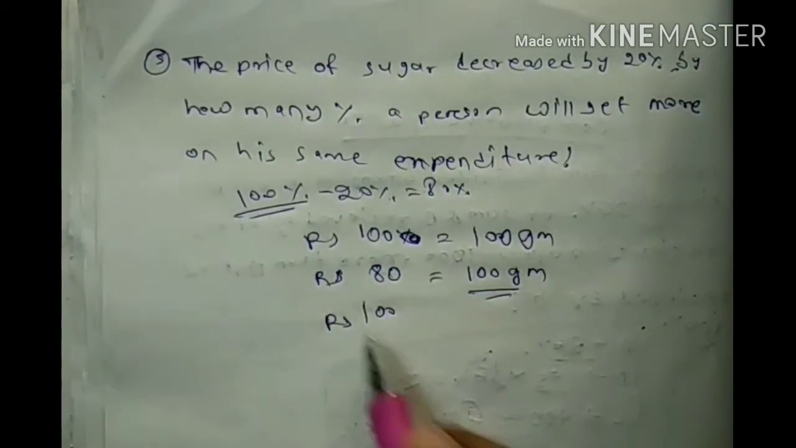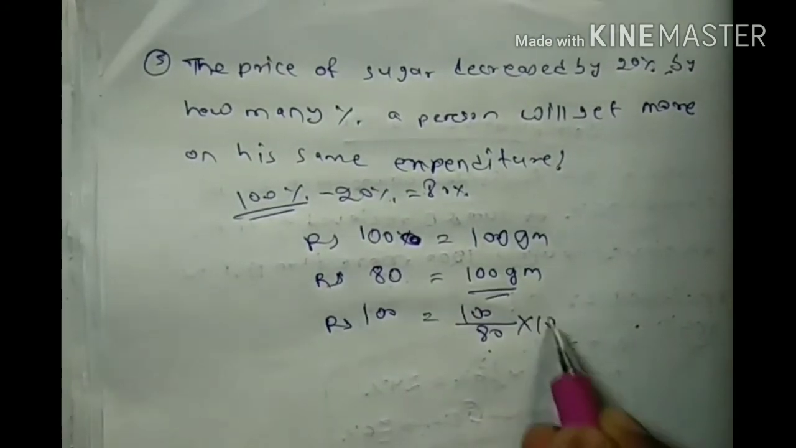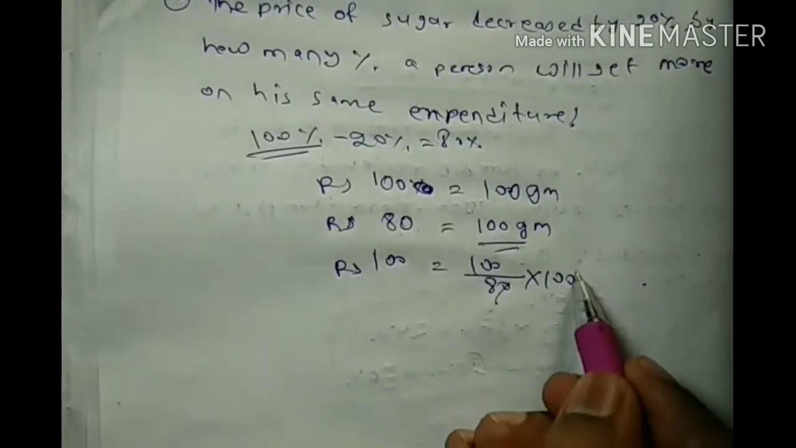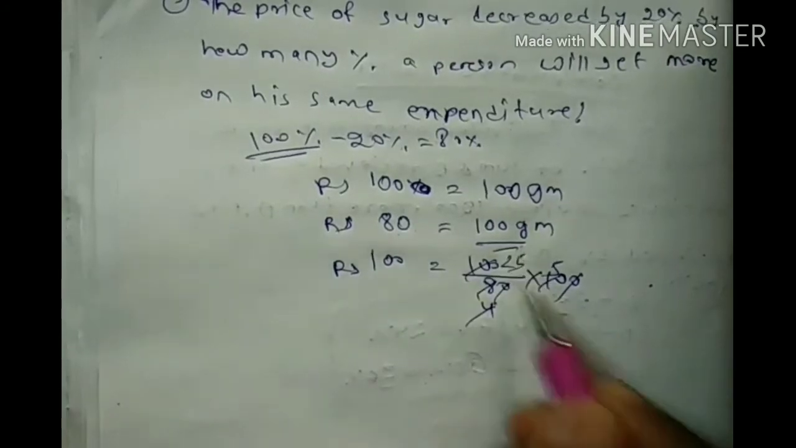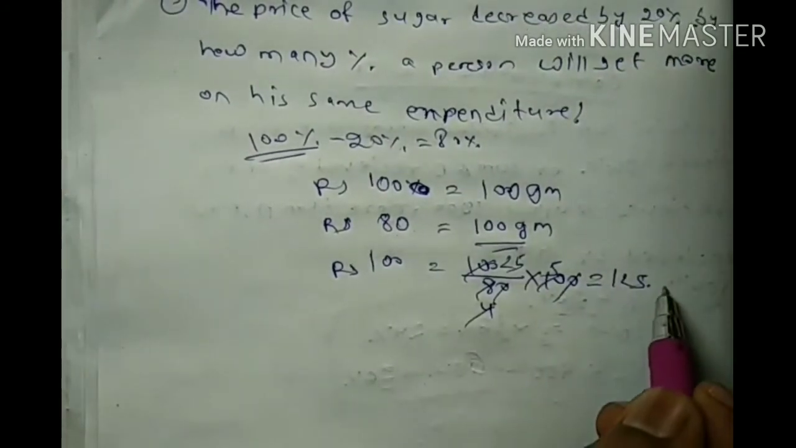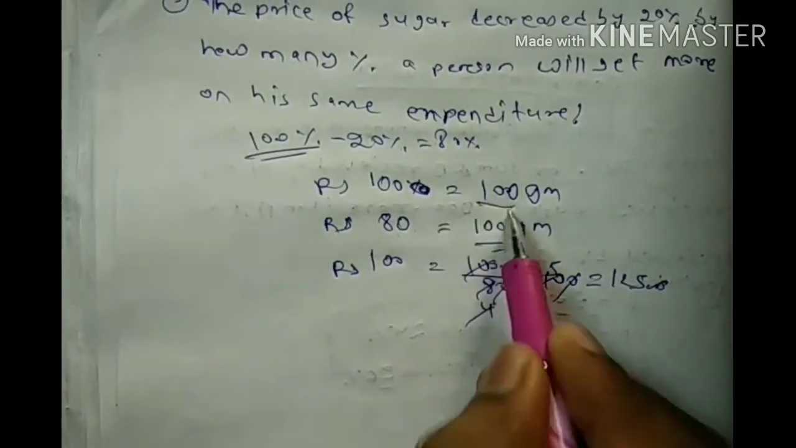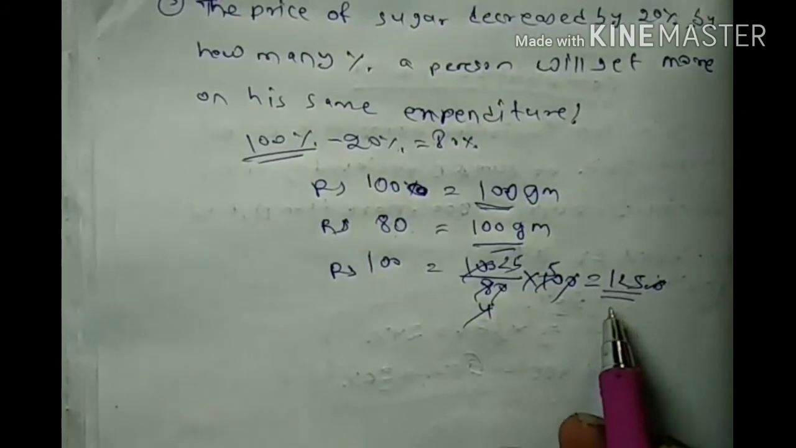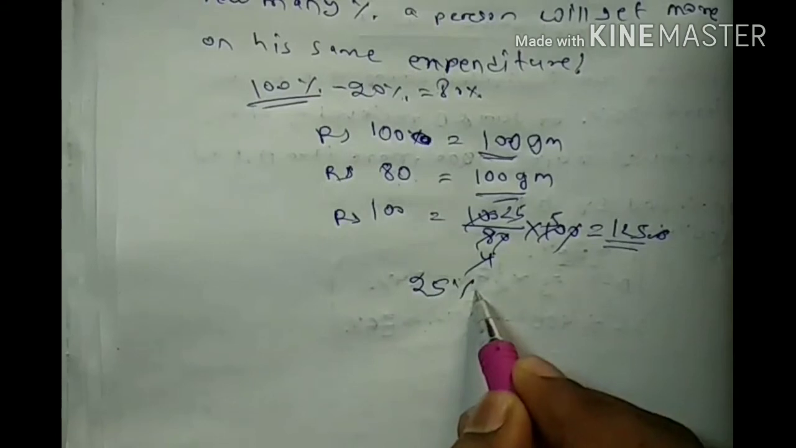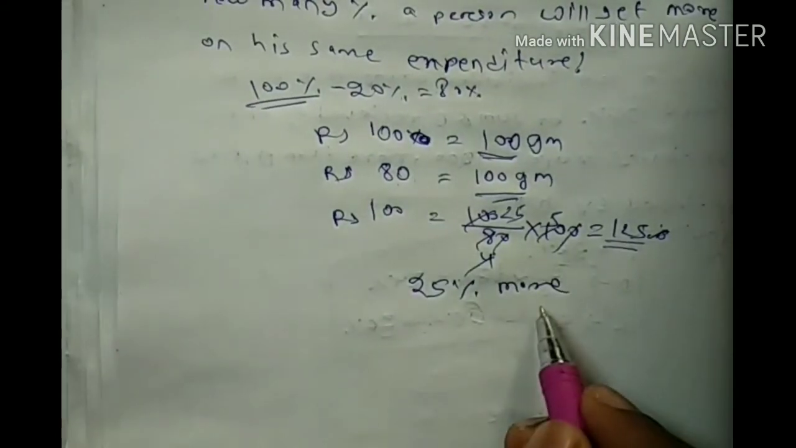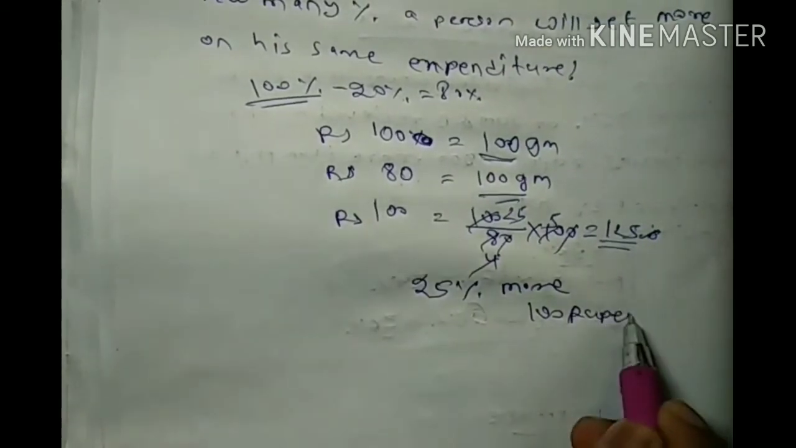It means at 100 rupees he will get 100 gram by 80 into 100. 125. So first he got 100 gram, now he gets 125 gram. So he will get 25 percent more at the same expenditure, which means at 100 rupees. Okay.